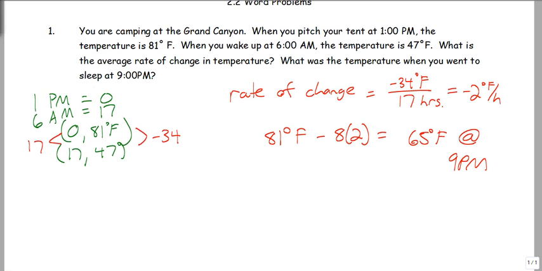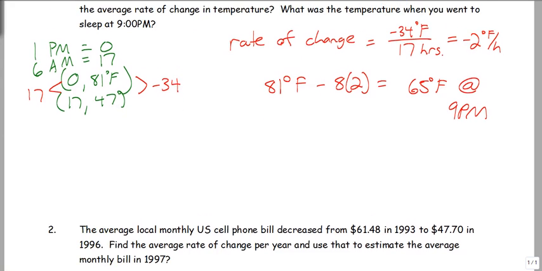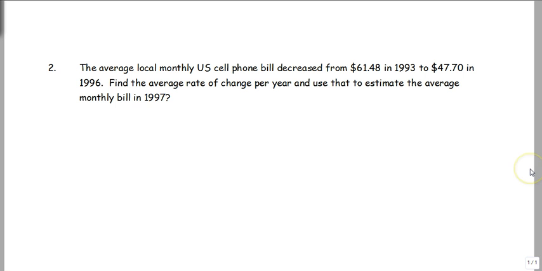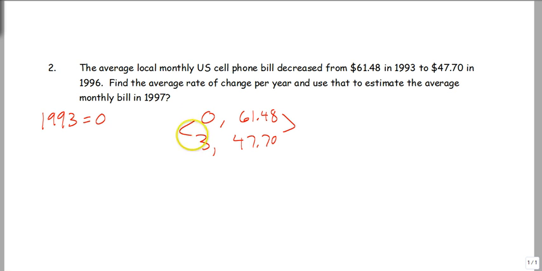Alright, and again, you could have paused and done that, and also you can do that with this one too. Try to pause it first, find the slope. Again, it would be good to probably set your time equal to 0, so I'm going to say 1993 represents 0 in this case. So my points will be 0, comma, 61.48, and 3, comma, 47.70. And again, it's a decrease overall.